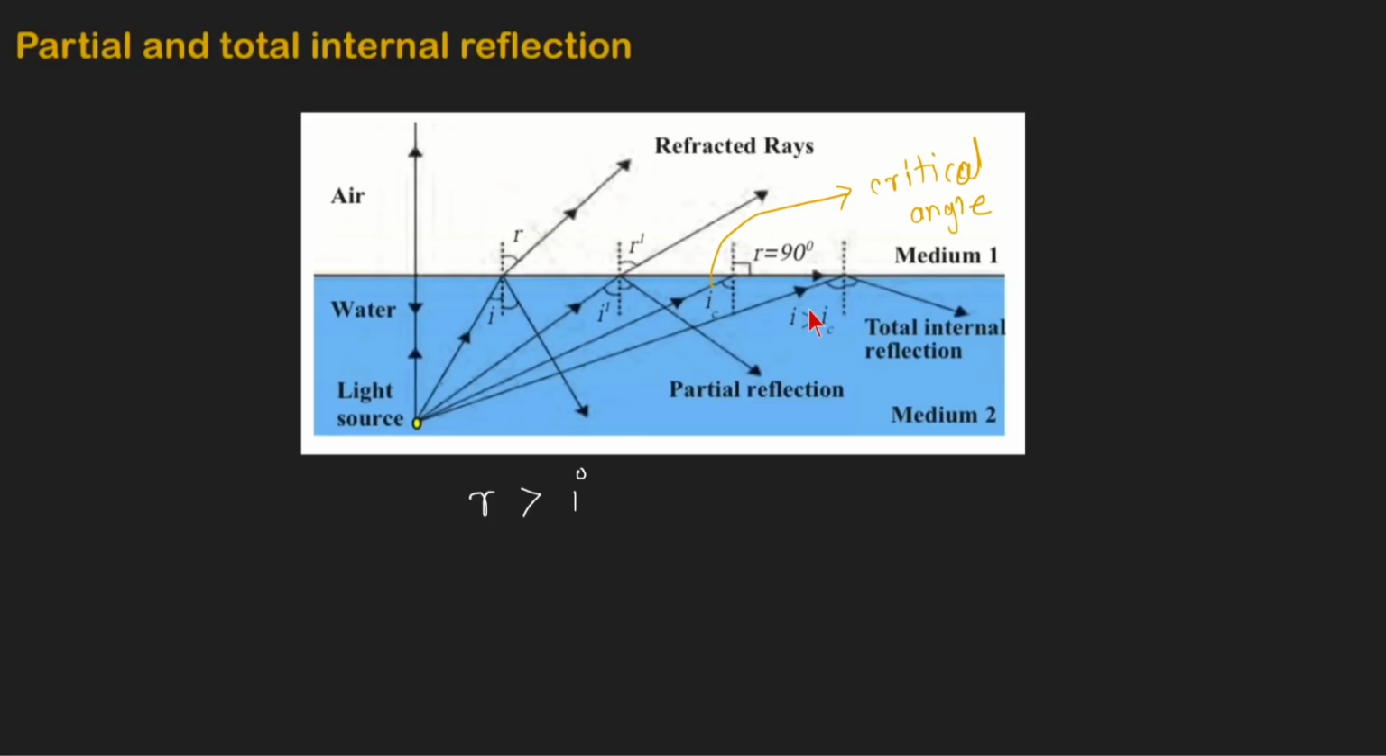Now in the next case, the angle of incidence is greater than that critical angle. Now you can observe that the ray makes an angle of more than 90 degrees with the normal, and we cannot call that ray a refracted ray because this ray returns in the same medium. We call it a reflected ray. Now all the light gets reflected in the denser medium. This concept is known as total internal reflection.